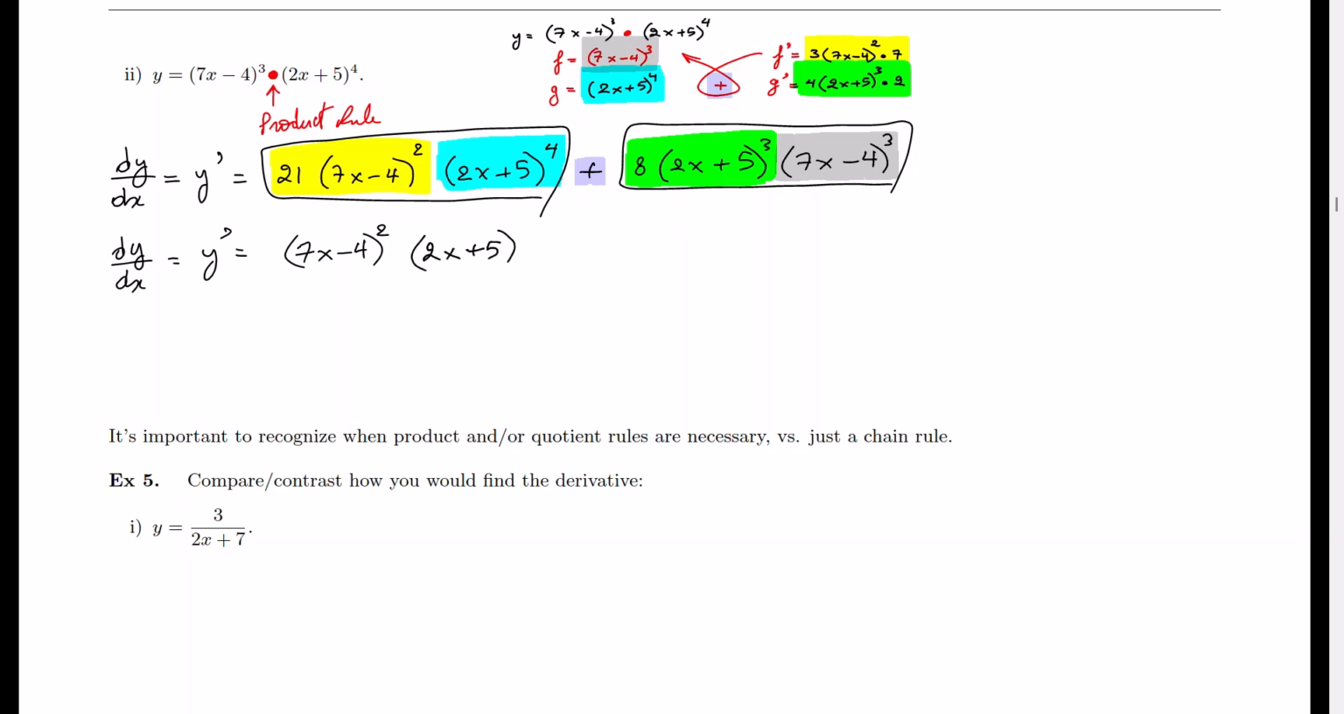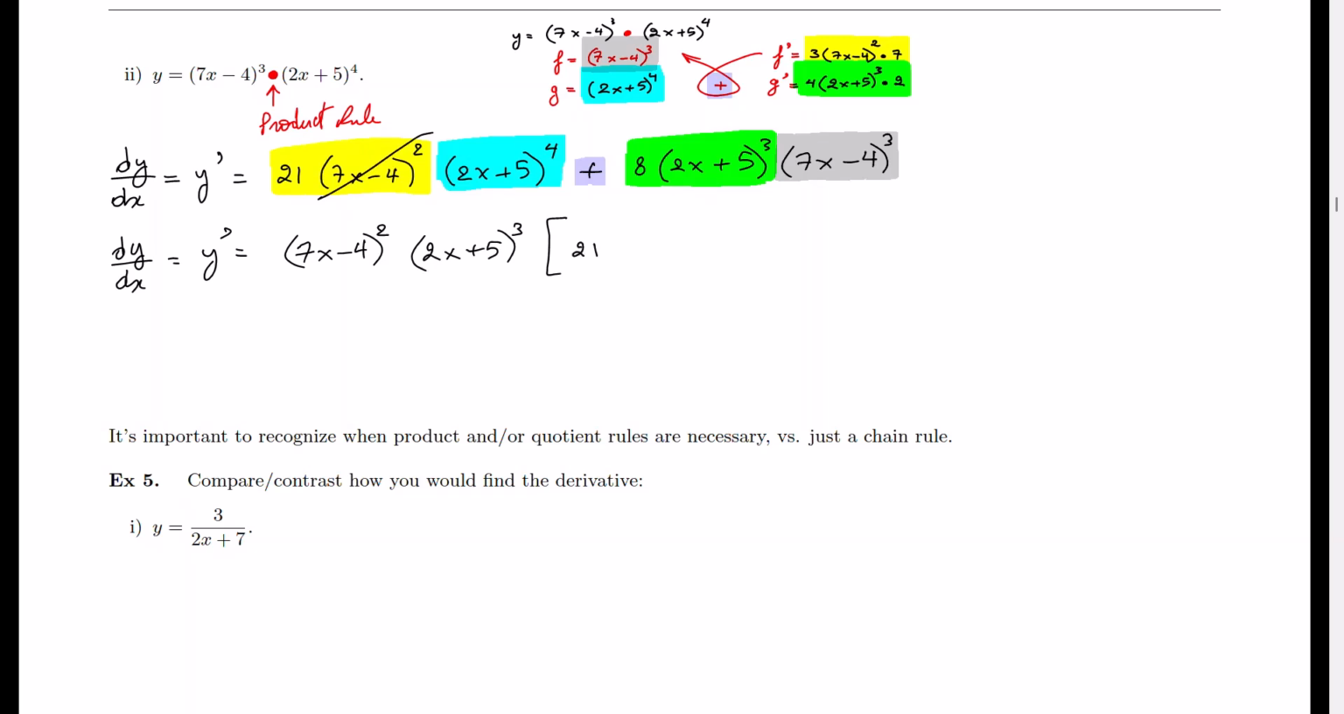And how many can I remove? There's 4 repeating here, but only 3 there. So we can take only 3 and write it in front. So when we do that, what is going to be left in each box? Well, we took away all of these 2, 7x minus 4 squared. What's going to be left is 21, and we took 3 out of the 4 that were there from the 2x plus 5s. So there's going to be 2x plus 5 to the power of 1 left over.